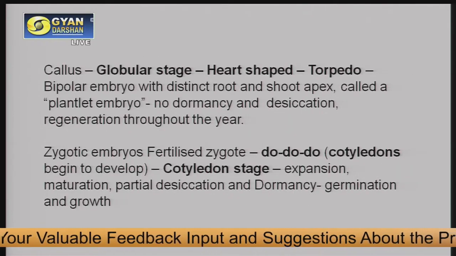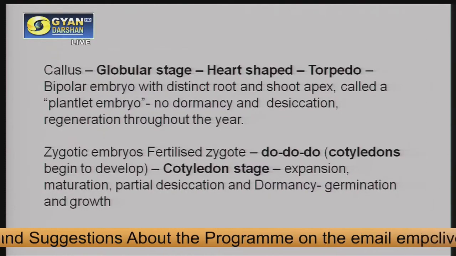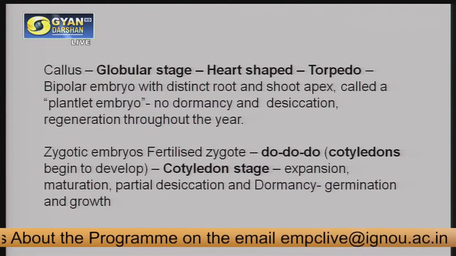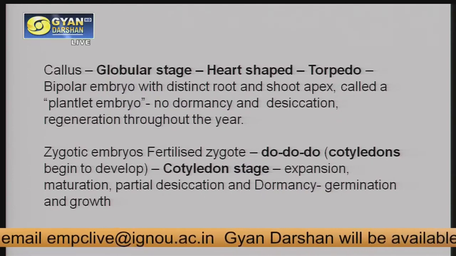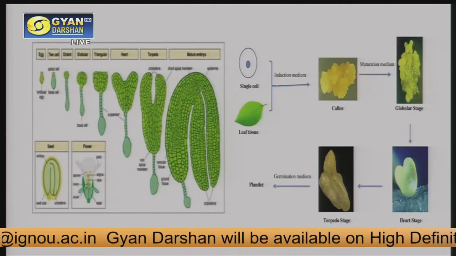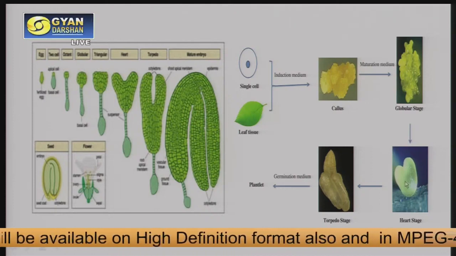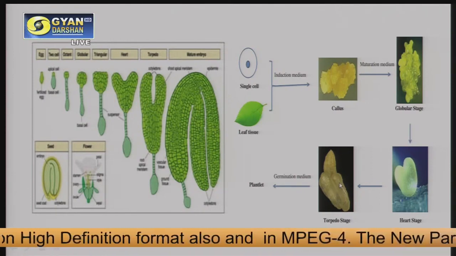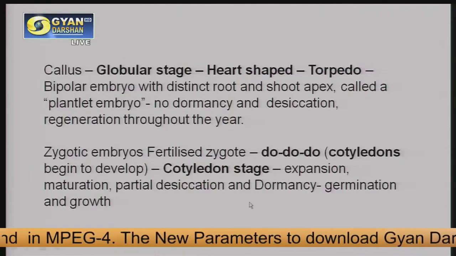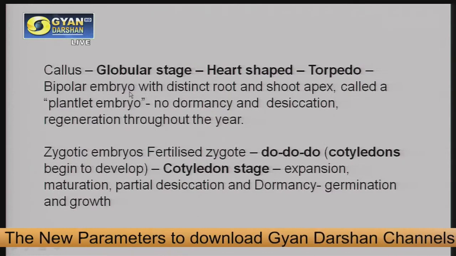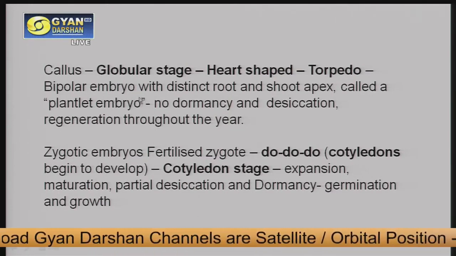Now see this figure. If you compare a somatic embryo and a zygotic embryo, then in the case of somatic embryo you have the callus, and then you have three phases of growth: globular stage, heart-shaped stage, and torpedo stage. You can see this is the globular stage, then this is the heart-shaped stage, and this is the torpedo stage. But in the case of zygotic embryo, you have another phase, the cotyledonary stage, which is not there in a somatic embryo. So you can bypass this stage if you go through somatic embryogenesis.